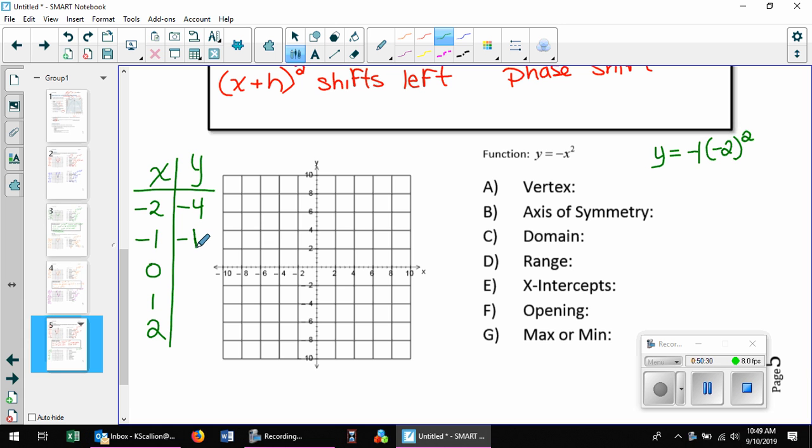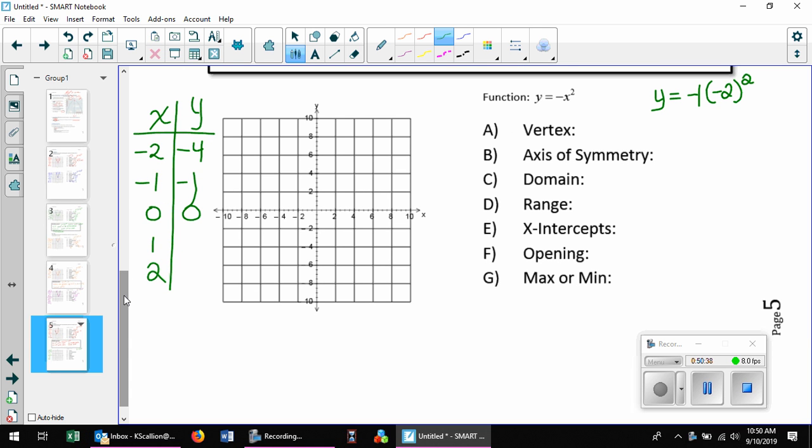What's my next one going to be? -1. What's my next one going to be? Hopefully 0. 0 can't be positive. Well, 0 can't be negative. Let's go with that. -1. -4. Okay, so let's grab that. Hey, that's exciting. No, I'm excited. The first one I did that. Thank you. Appreciate that.